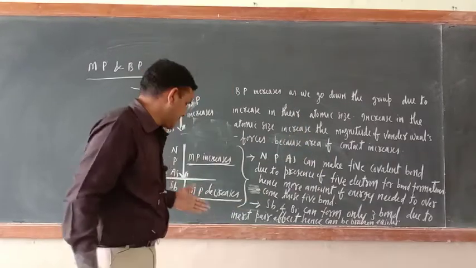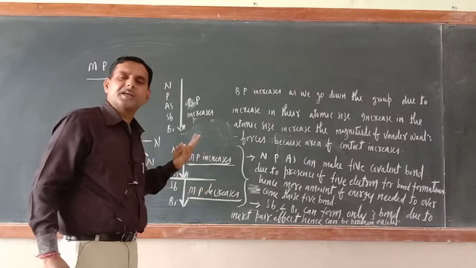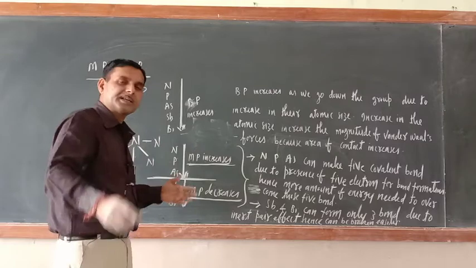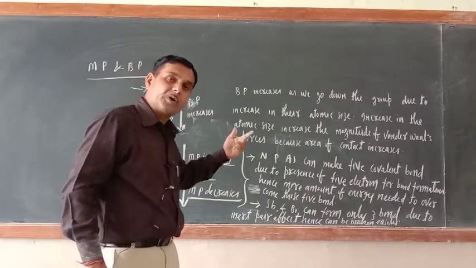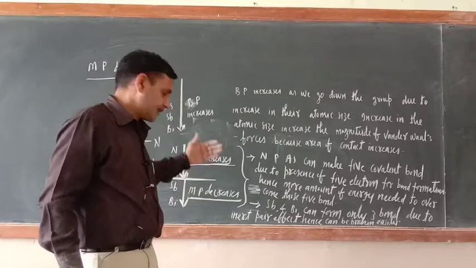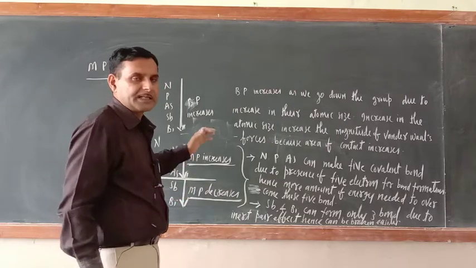Same is the case here. This antimony and bismuth, what is there? They will have only 3 electrons for the bond formation, while nitrogen, phosphorus, arsenic will make 5 bonds at a time. So to break 5 bonds, more energy is required as compared to the breaking of 3 bonds. That is why here melting point decreases, here melting point increases.